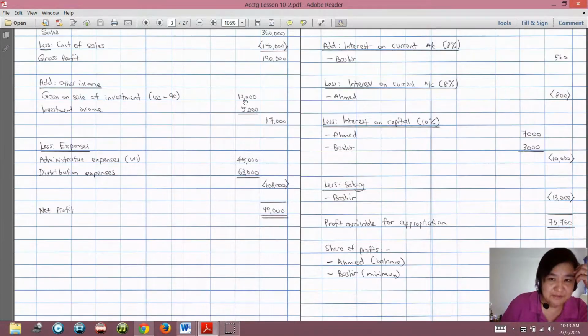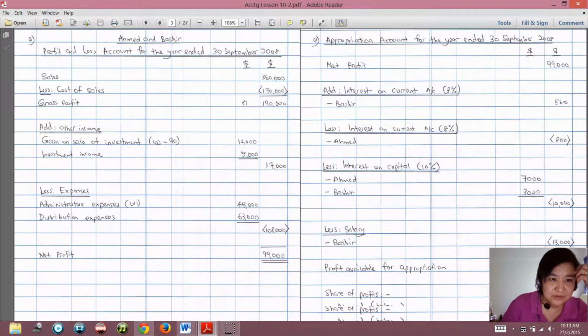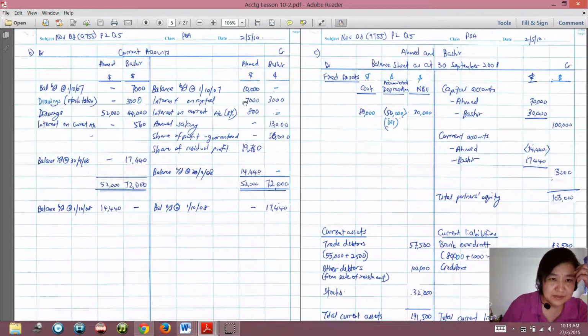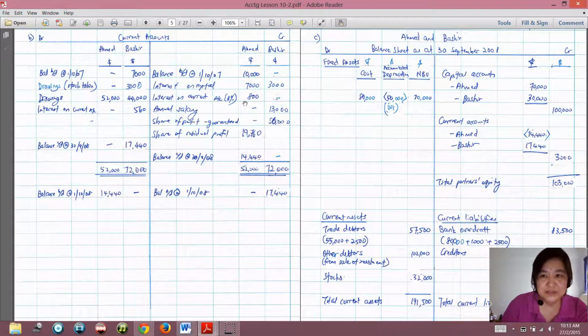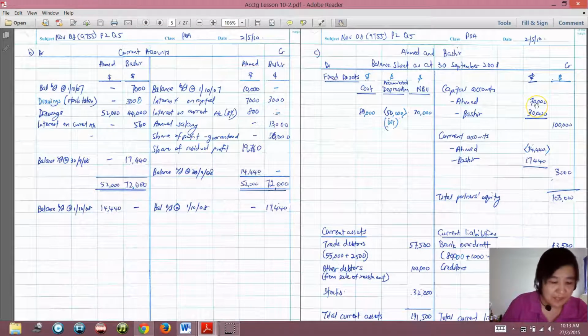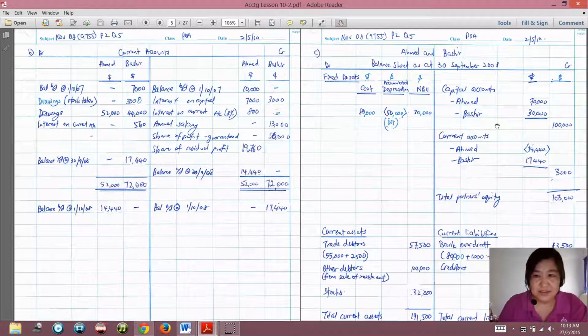Okay, so once you have laid out all your answers, it's not that difficult. So you have put your capital account. So Ahmad's capital account is 70,000, Bashir is 30,000. So then here you put a subtotal. So then now, how to do the current account? Okay, so this is a current account. You see, current account is under the credit side of the balance sheet. So what does this mean? That means the business, the company or the partnership owes the partners money.